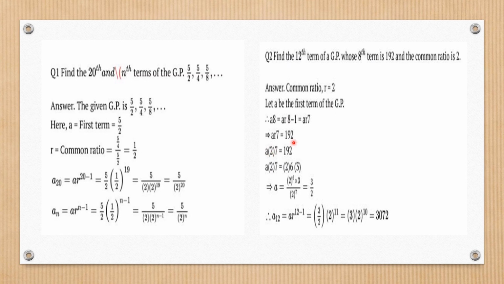Put the value of 2, that is 2 raised to power 7. If you see, 192 is 2 raised to power 6 multiplied with 3. So you can check by dividing: A is equal to 192 divided by 2 raised to power 7, and this can be factorized as 2 raised to power 6 into 3. Or whatever way you want to work it out. It is 3 by 2. And now we can calculate your A20. A20 will be AR raised to power 19. So A is 3 by 2, times 2 raised to power 19. One power can be cancelled from here. So 3 into 2 raised to power 18, that is 786432.